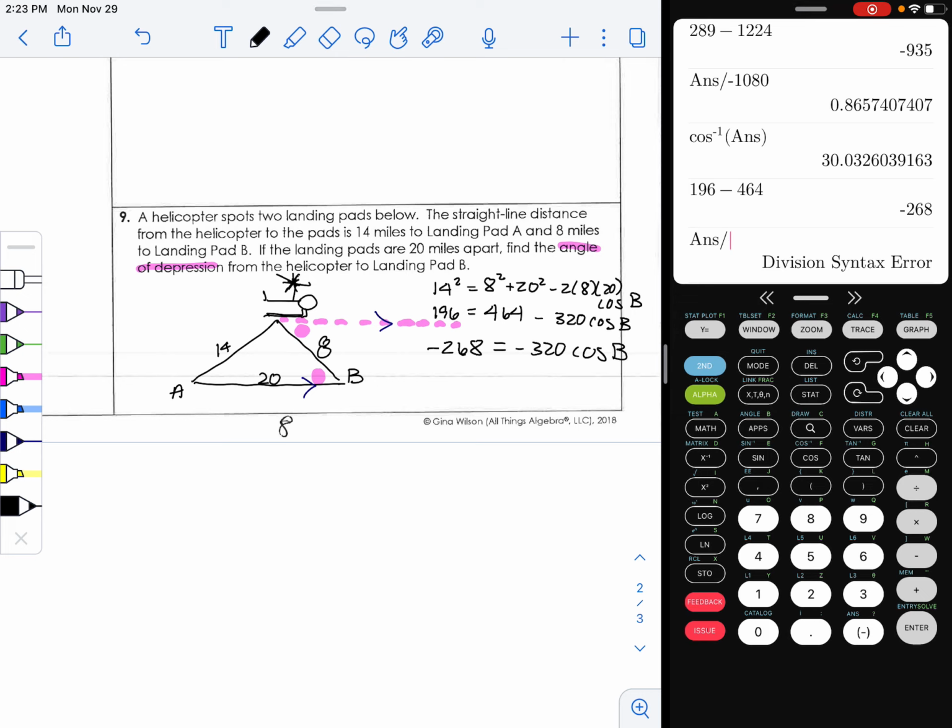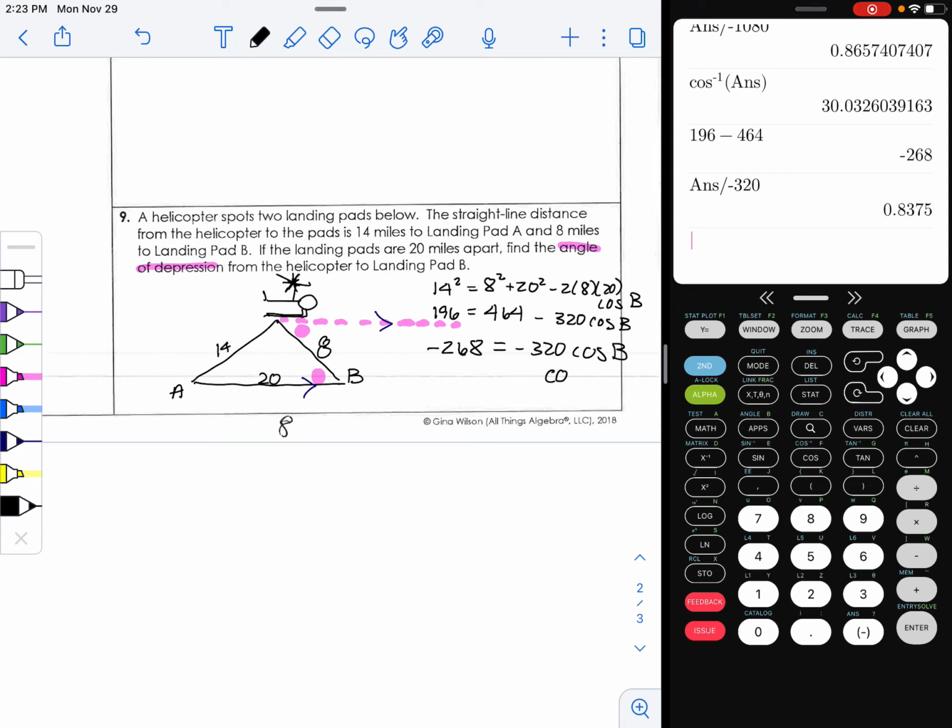Do some division by negative 320, and I get cosine of B is 0.8375, and the inverse cosine. Angle B is 33.12 degrees.